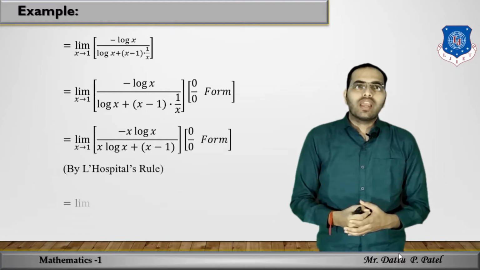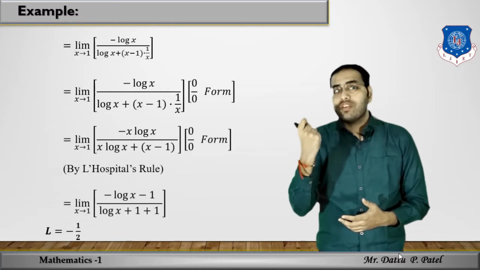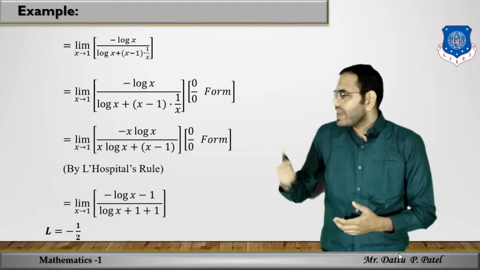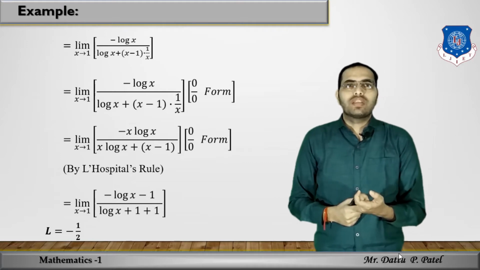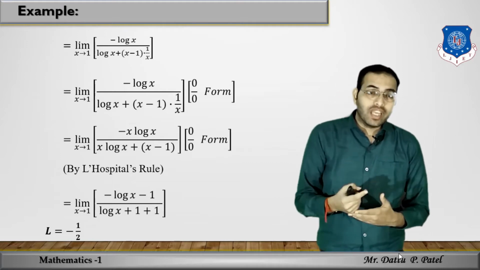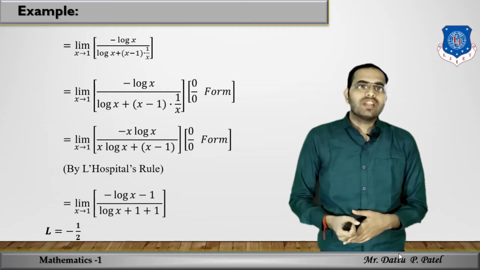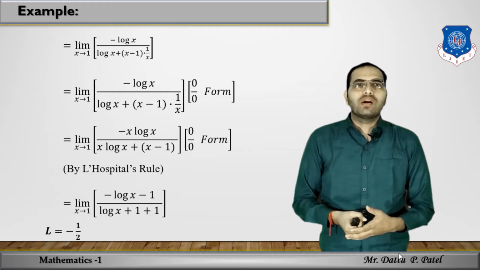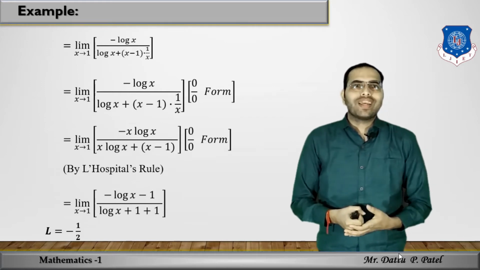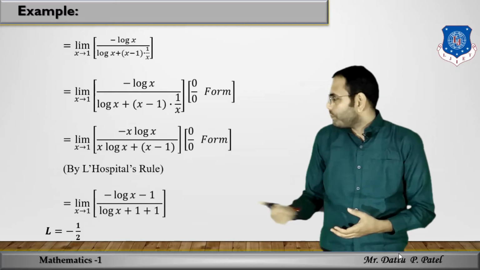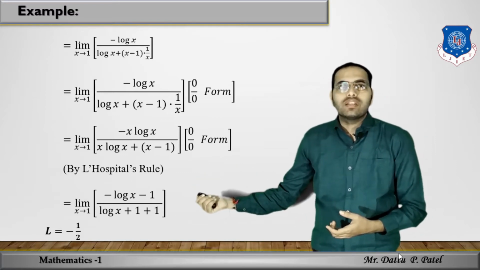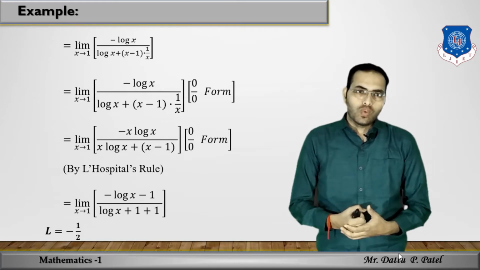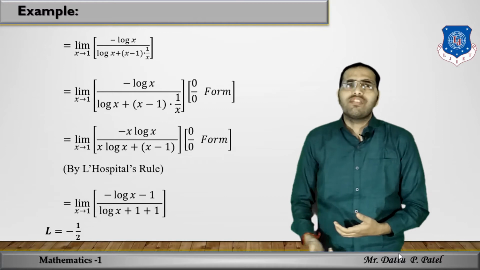Now again simplifying the denominator portion with x, taking LCM, it becomes minus x log x upon x log x plus x minus 1. Now check which form is satisfied; obviously here it is 0 by 0 form, so applying L'Hopital's rule, it becomes minus log x minus 1 upon log x plus 1 plus 1. Now applying the limit x tends to 1, we get minus 1 divided by 2, which is our finite answer.